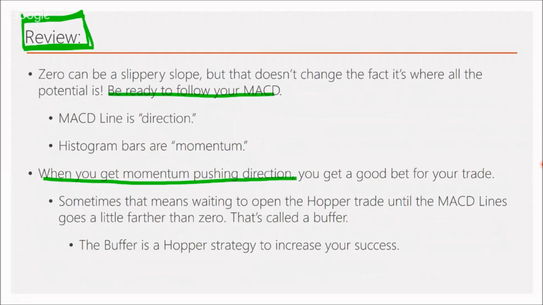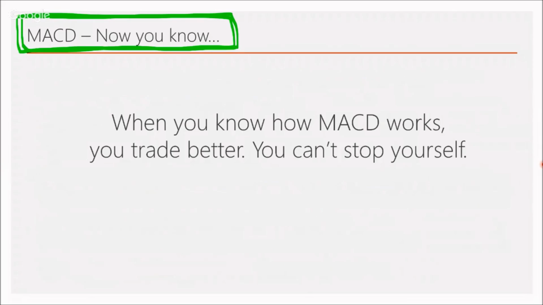But MACD line is direction. Those histogram bars are momentum. And when you get momentum pushing behind direction, you get a good bet for your trade. Sometimes that means waiting to open a hopper until the MACD line goes a little farther than zero, and that's called a buffer. The buffer is a hopper strategy that is going to increase your chances of success.